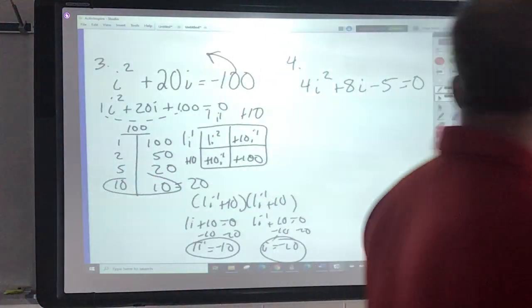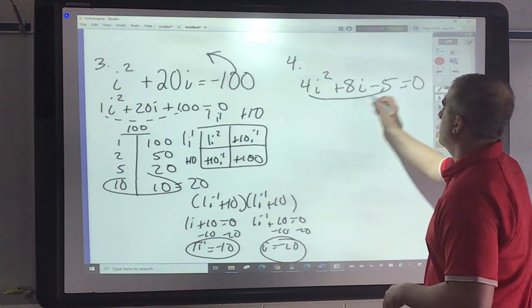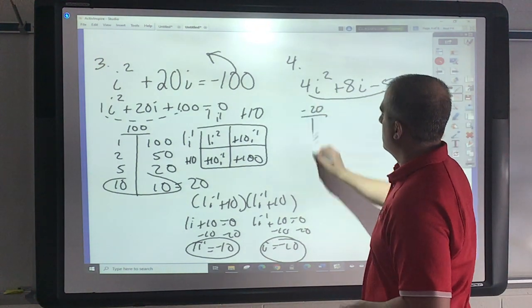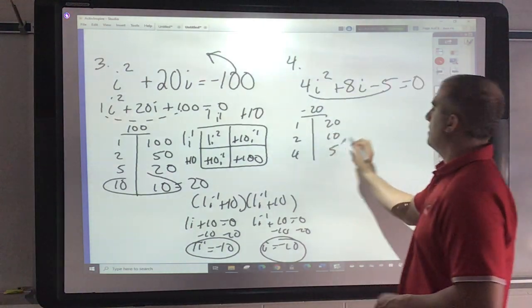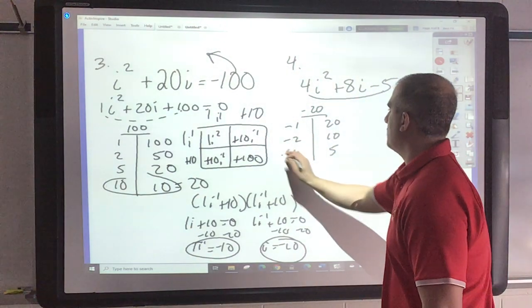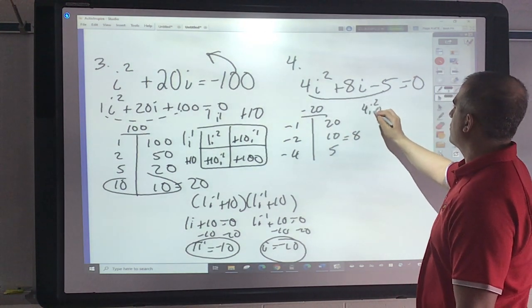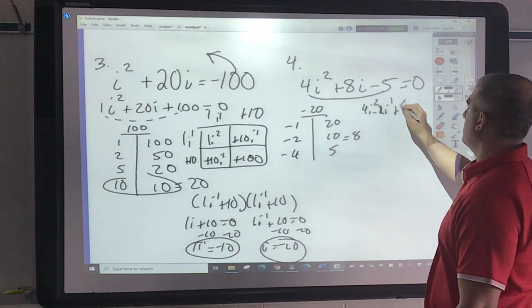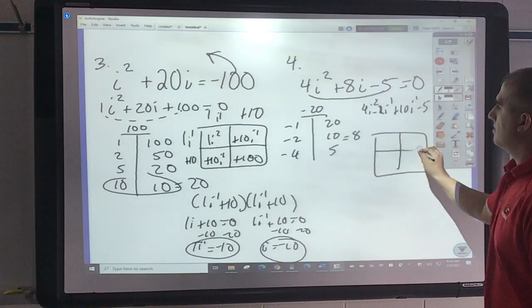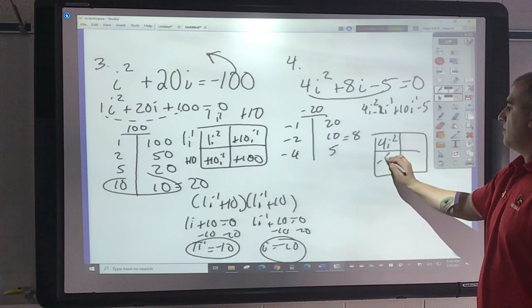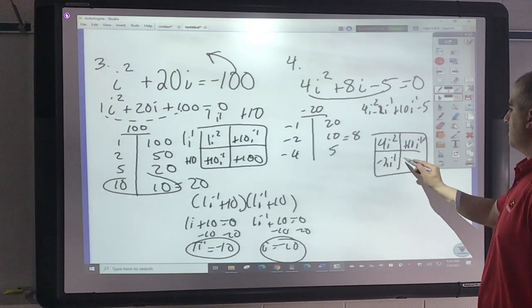Okay, so same double answer. Now this one's already been set equal to 0 for us, so they've helped us out. That would be negative 20. Factors of negative 20 are 1 and 20, 2 and 10, 4 and 5. Since I see a minus and minus, it's one side negative. This would be my set that adds up to 8. So I got minus 2i to the first, 10i to the first, minus 5. Box: 4i squared, minus 2i to the first, plus 10i to the first, minus 5.